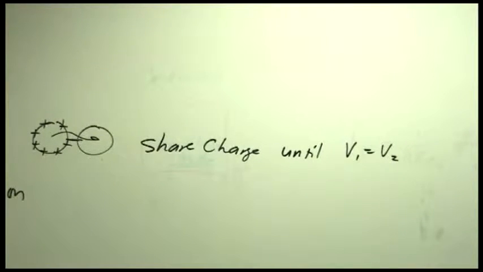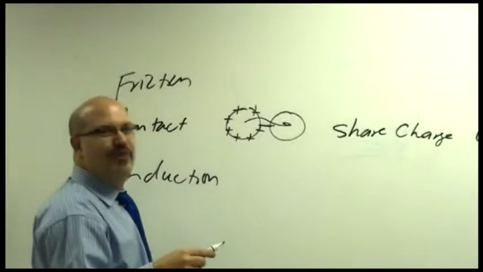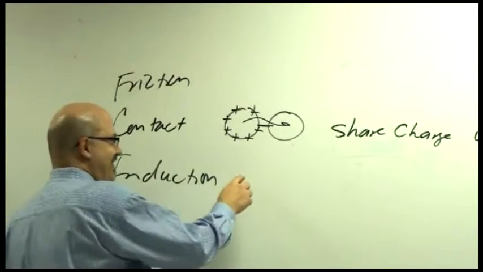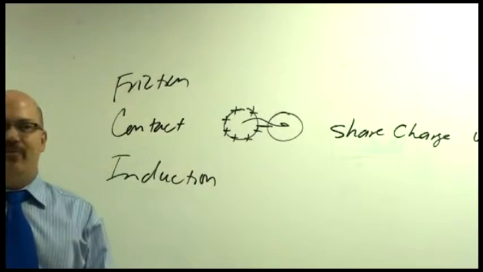V1 equals V2. The electric potential in one spot equals the electric potential in the other spot. Okay? Big V, not little v. Like for volume, right? Well, no. For Vermont. There you go.